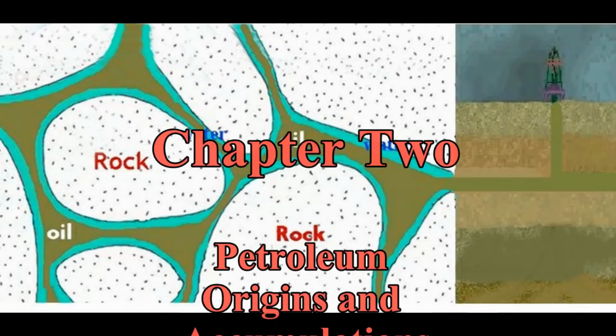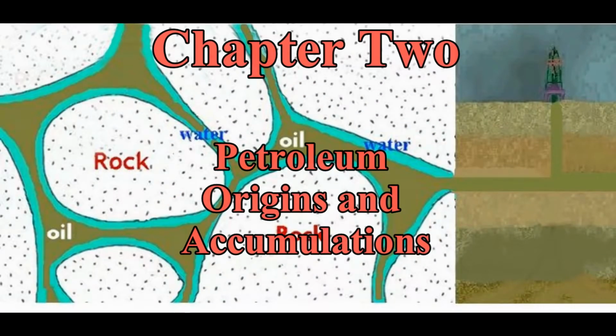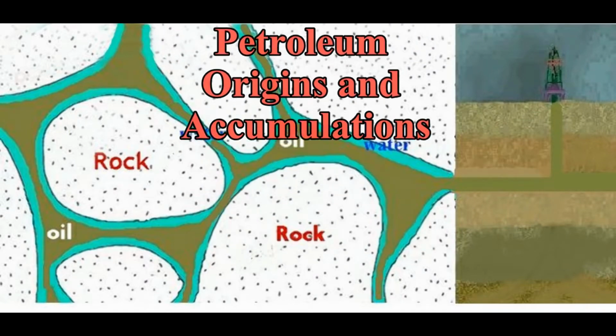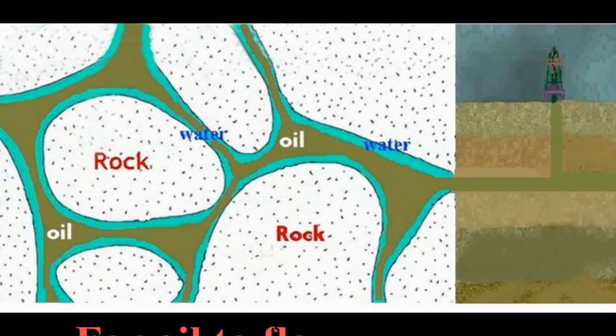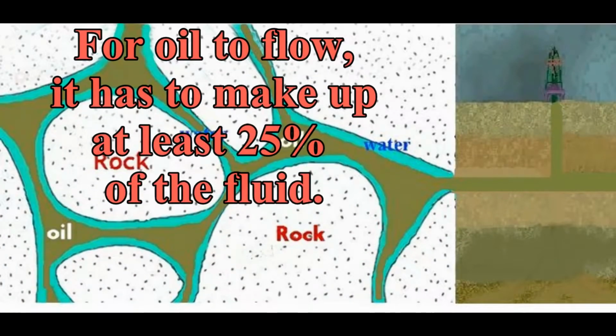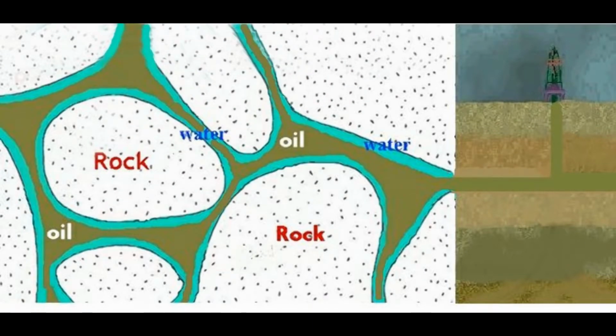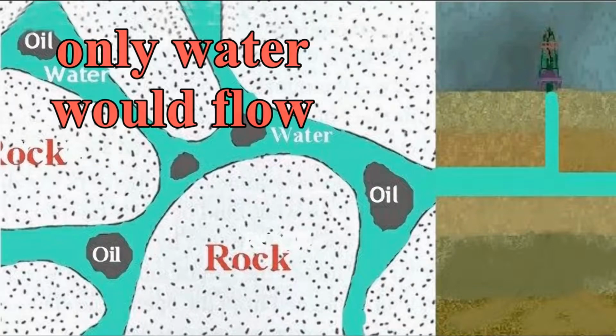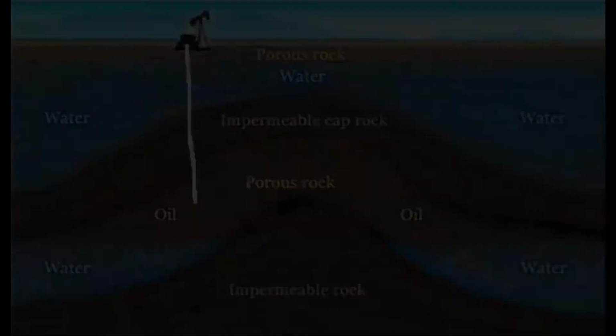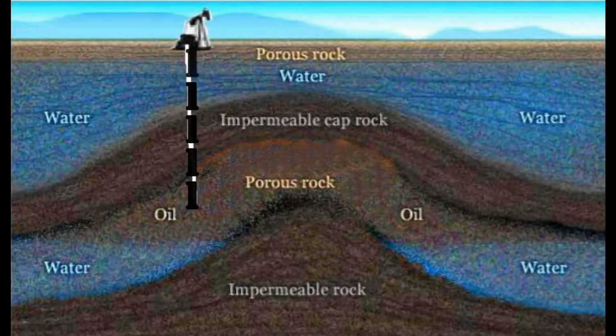Let's take a few minutes to review what was said in Chapter 2. There, I showed you a hypothetical well and asked if, after drilling a well, whether only water would flow or whether both oil and water would flow. At that time, I explained that for oil to flow, it has to make up at least 25% of the fluid. Otherwise, only water would flow. This exact percentage where oil will flow is known as critical saturation.